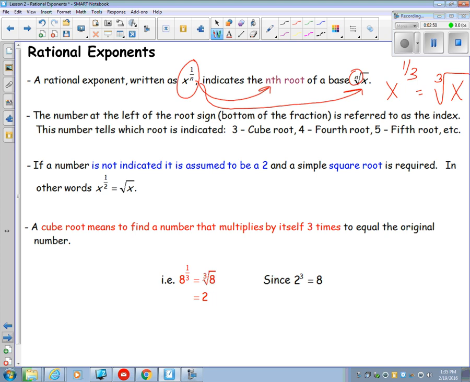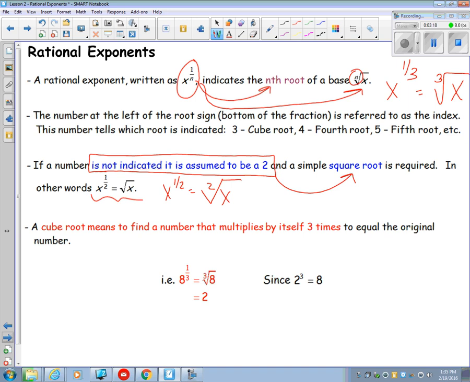Okay? If you don't see a number, it's a special case. If it's not indicated, it's always assumed to be a 2. And that makes things a standard square root. So as it shows down here, x to the 1/2 is the same thing as saying the square root of x. Now, if you really wanted to, I wouldn't be against you writing x to the 1/2 as a base of x and a little 2 out there. That's allowed, but it's not necessary to write the 2.